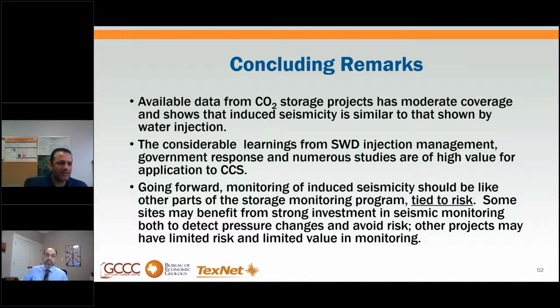A key element is that going forward, monitoring of induced seismicity should be like other parts of the monitoring of a storage project, and it has to be tied to the risk. Some sites may benefit from a strong investment in seismic monitoring, both to detect pressure changes and avoid risk. But at the same time, there could be projects that may have limited risk and limited value in the monitoring of induced seismicity.